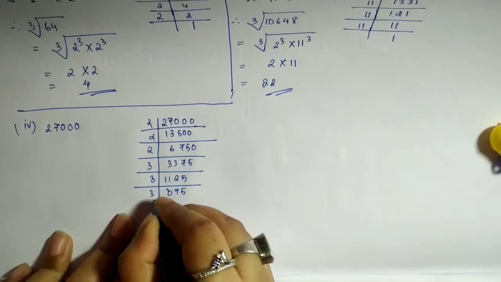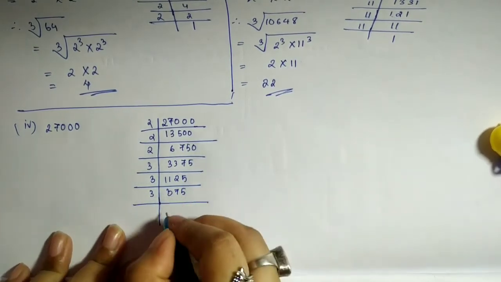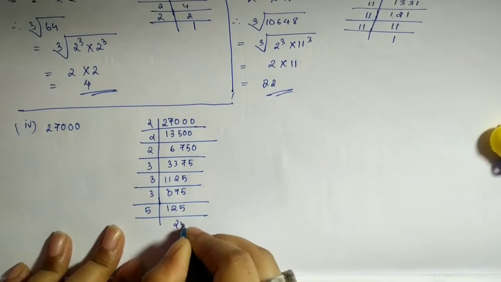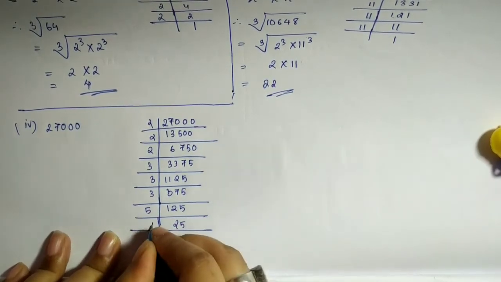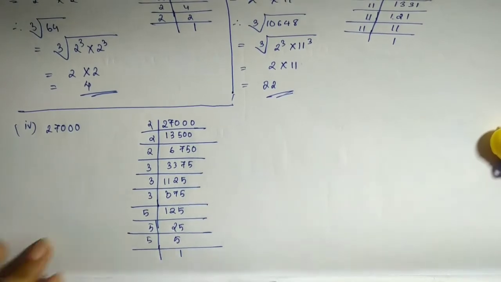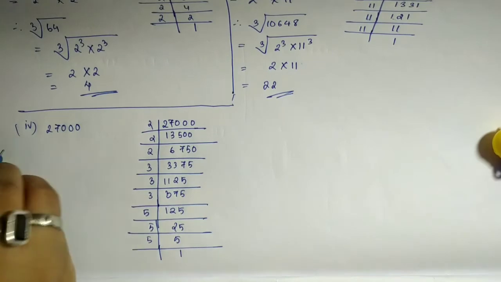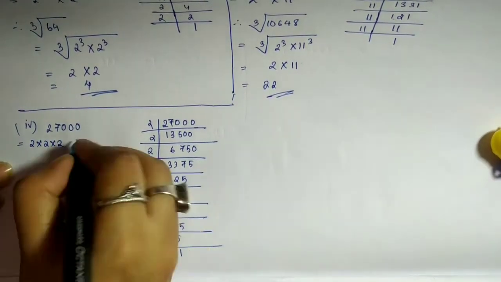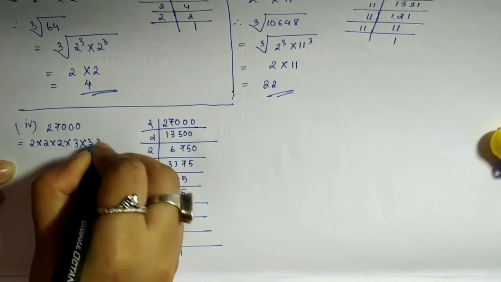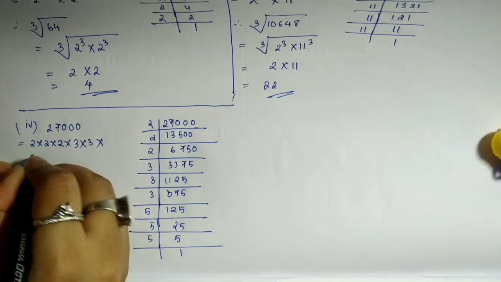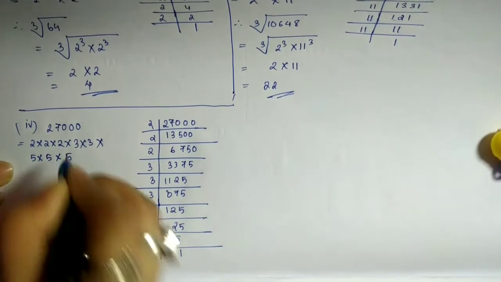375 goes by 3. You'll get 125. This will go by 5. 25, 5, 5 and 1. So these are the numbers. So 2 I have got 3 times, 3 again 3 times. And I'm just writing it down here. You can write in the same line if you have space. 5, I have got it 3 times again.